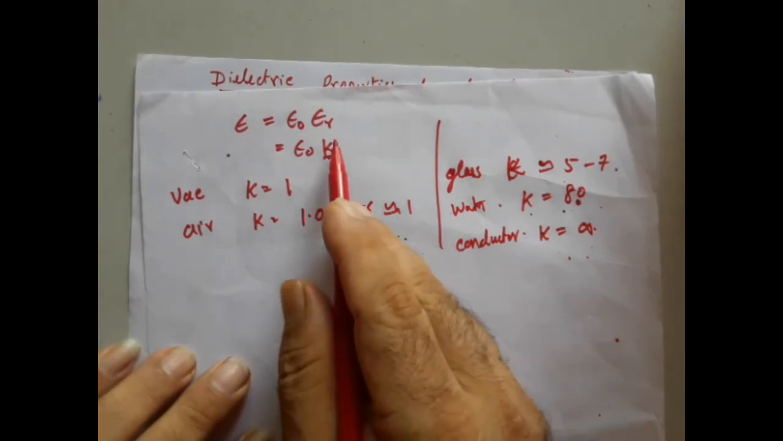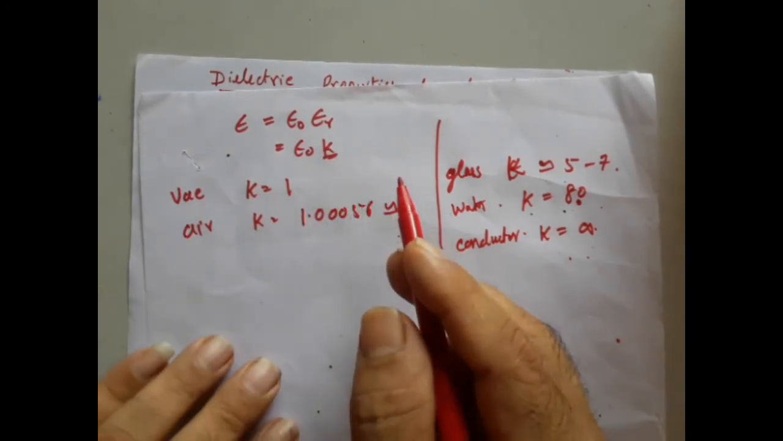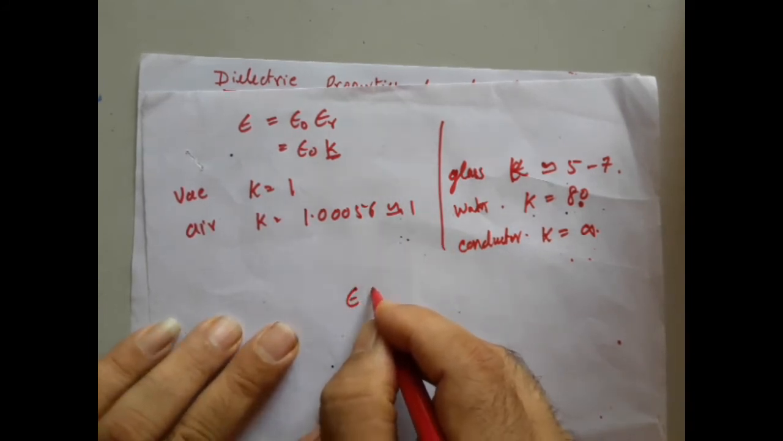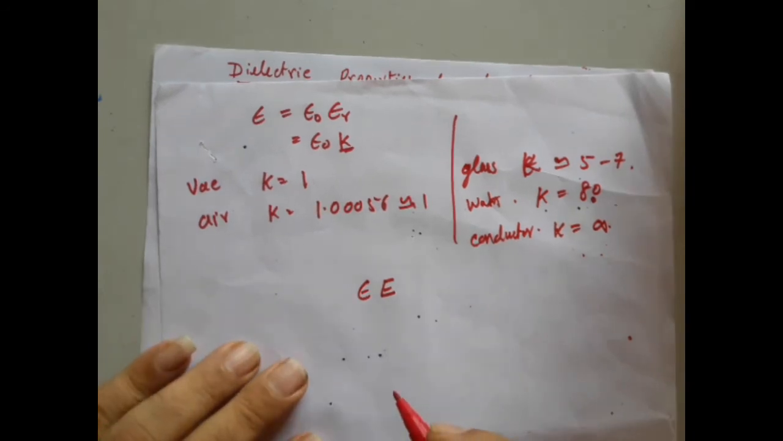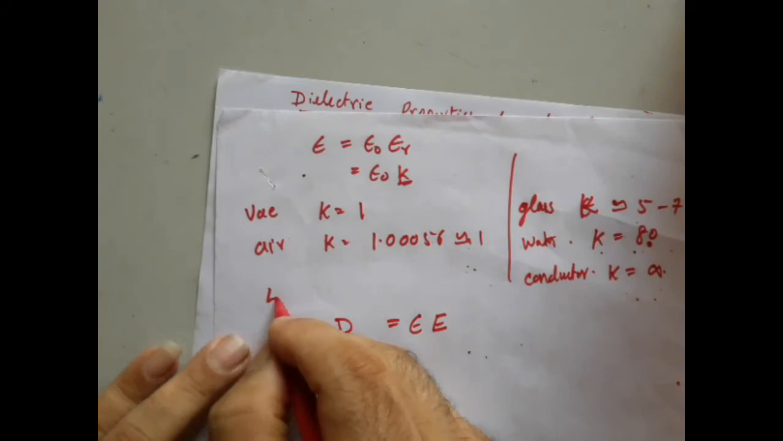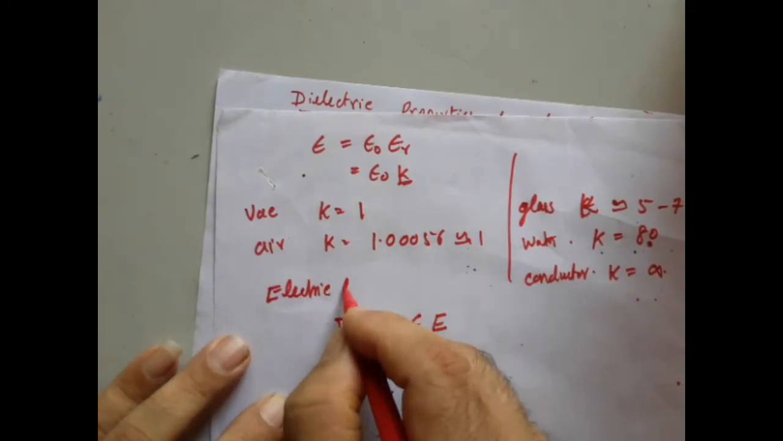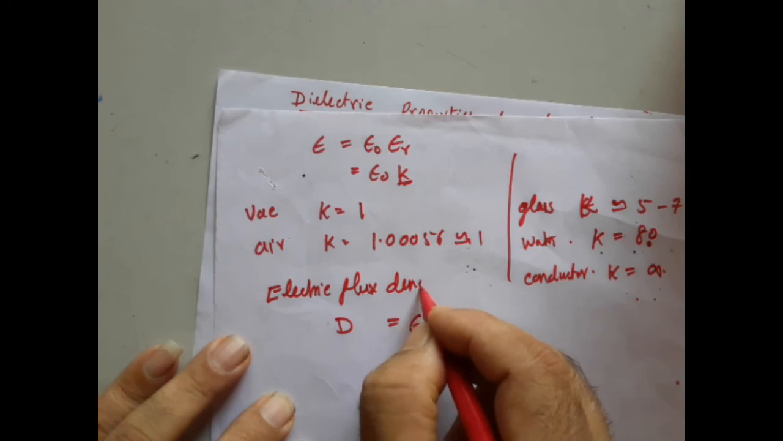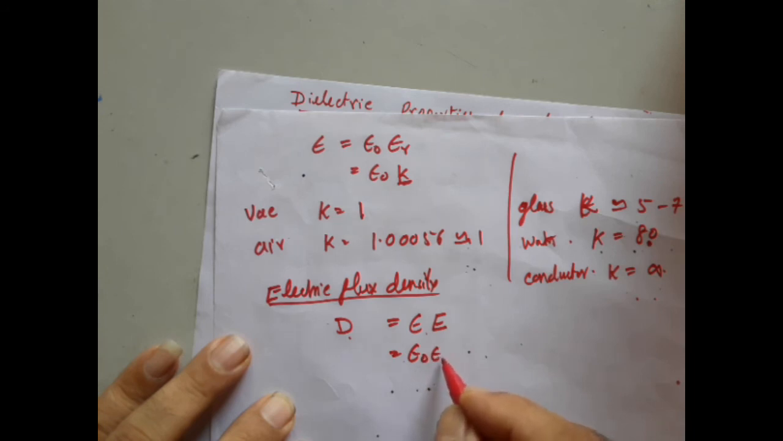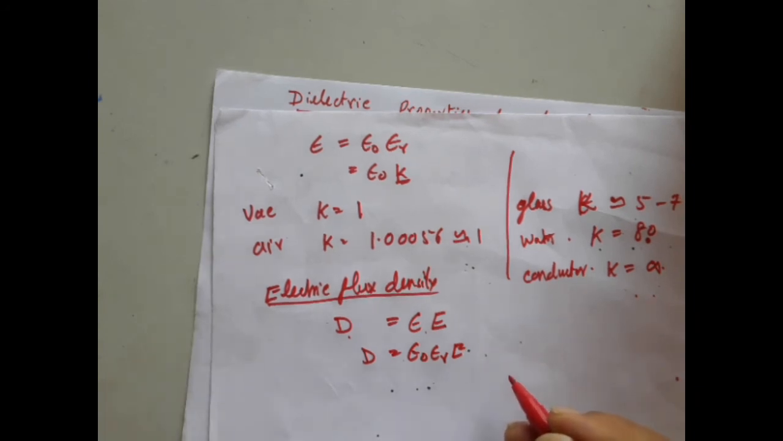Therefore, this epsilon or K is a material property. And if you multiply this epsilon with the external electric field, that product is called D, the electric flux density. Therefore, D is equal to epsilon into E, or epsilon r into epsilon naught into E. That is the equation for the electric flux density of any given material.